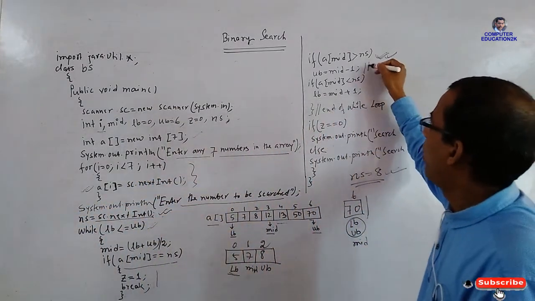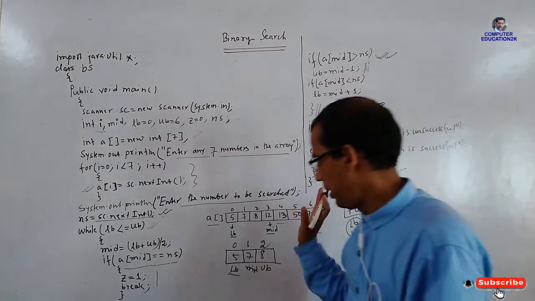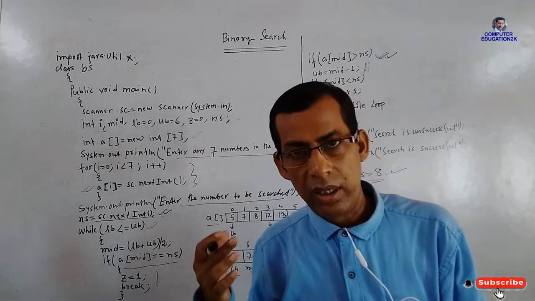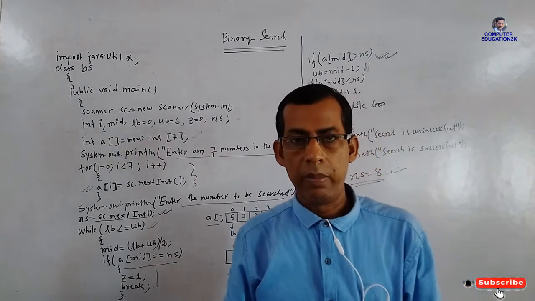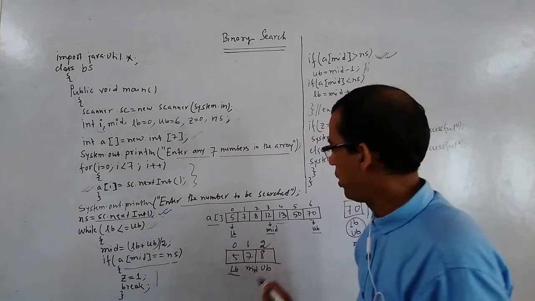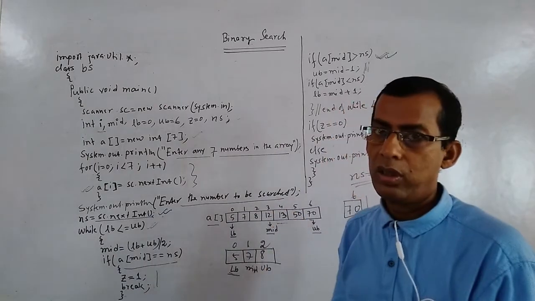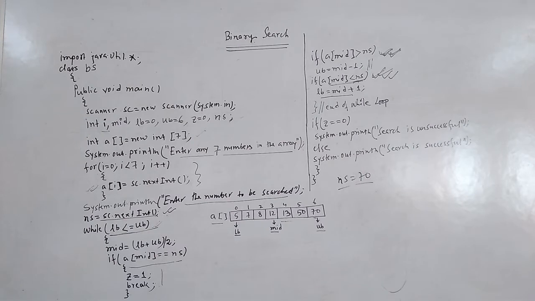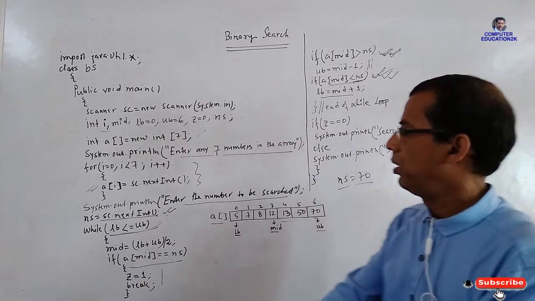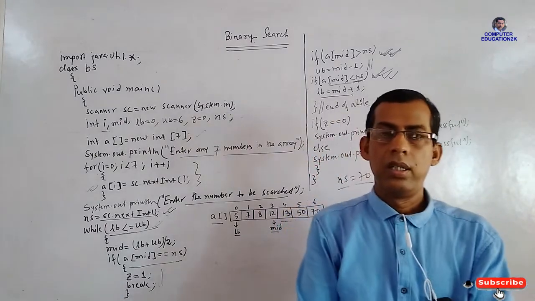So here, in case the number that you will find is smaller than the mid number, you have to change the upper bound. Okay?